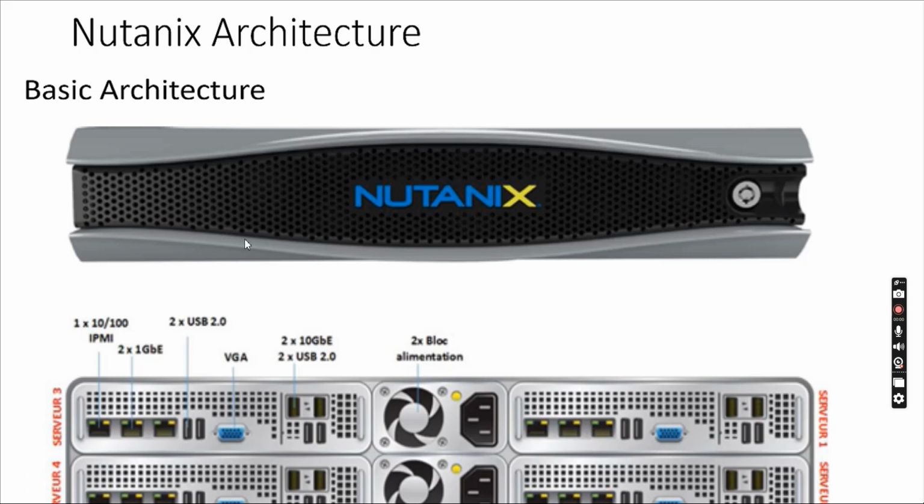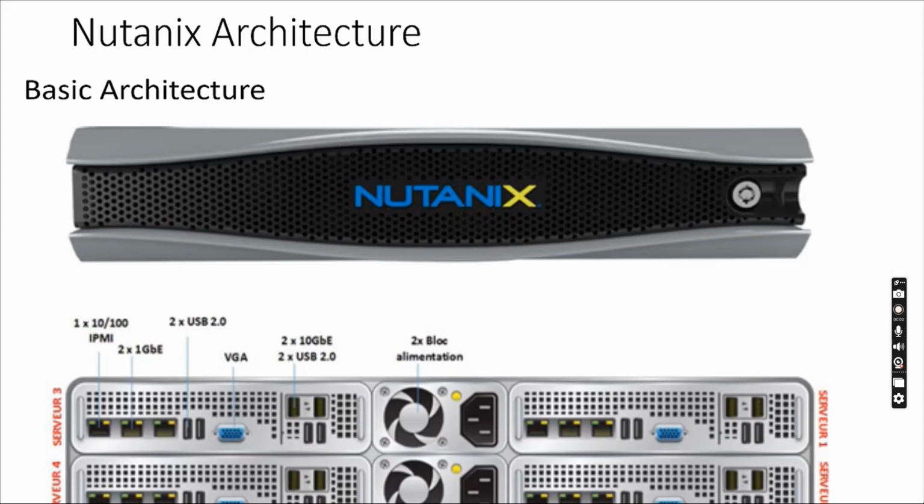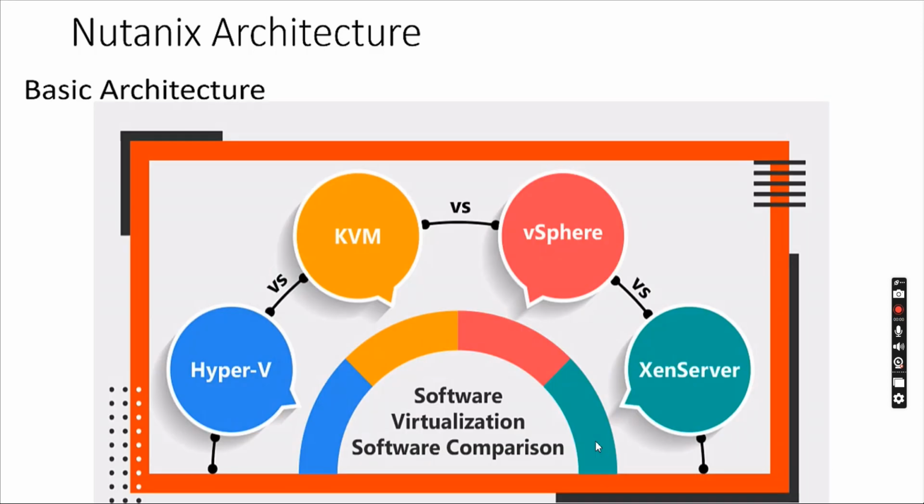So this is your Nutanix box. In Nutanix, everything is clubbed together. So you have four nodes, and there is a server inside that: server one, server two, server three, server four. How many blocks inside your node? There are four blocks inside your node. This is your node, and this is your block.